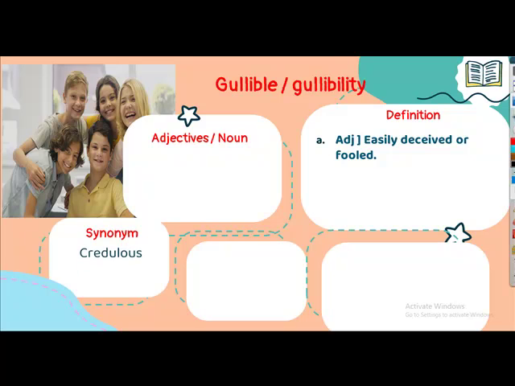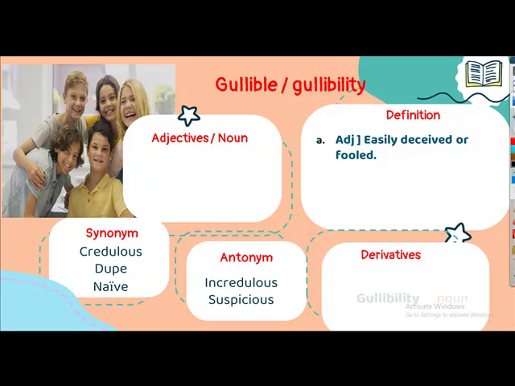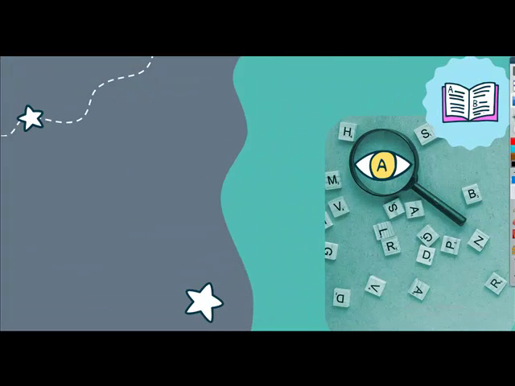Like when here we said credulous. Dupe. Remember it? Naive. Dupe here, you can find the word in the lesson, argument, and debate. Okay? Dupe is a person who is easily fooled. The antonym would be incredulous, of course, the one who is skeptical or suspicious. Gullibility, we mentioned, it's a noun.